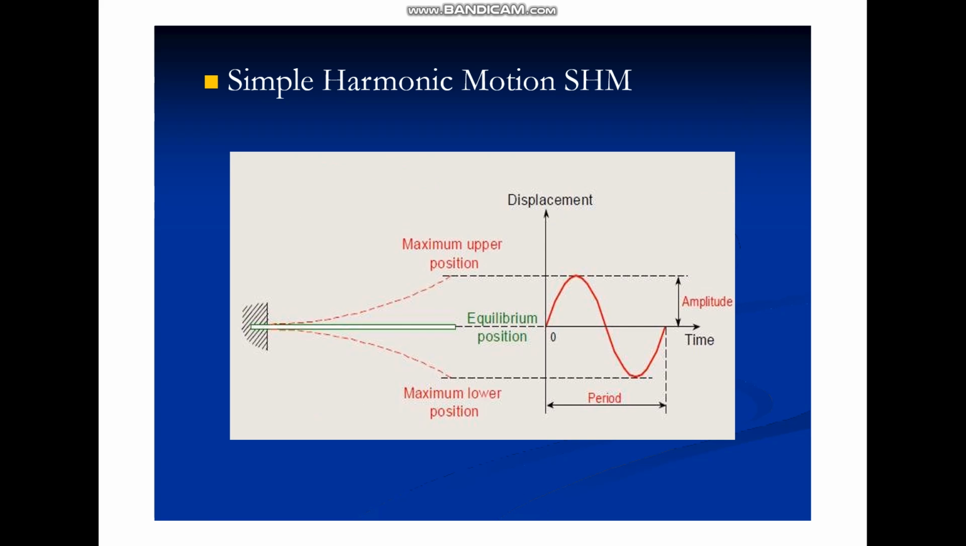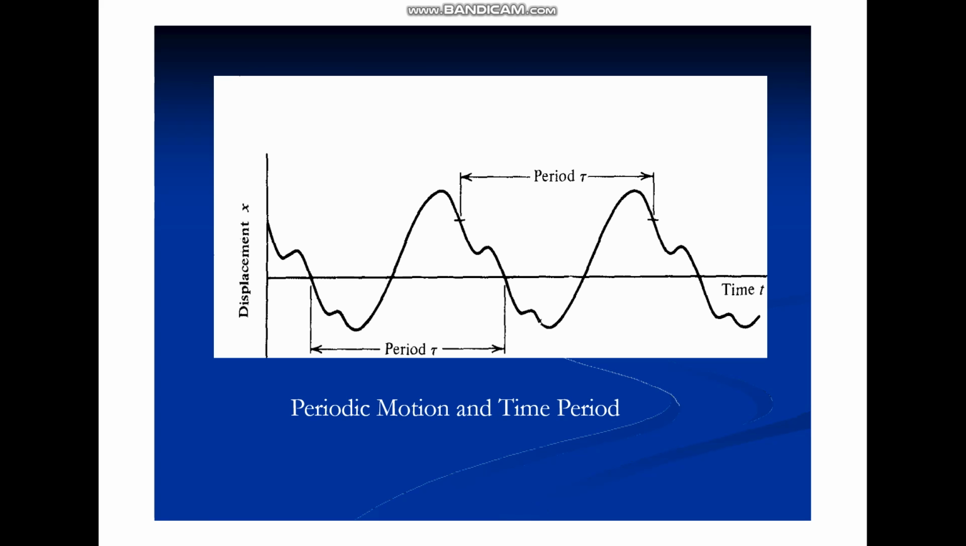Simple harmonic motion. The simple harmonic motion is already discussed in the previous slides. It shows that type of motion that repeats itself after a certain period of time. It has certain amplitude, it has a certain time period, and it has some maximum upper position and maximum lower position. This graph shows the repetition of a certain mass after a certain period of time.